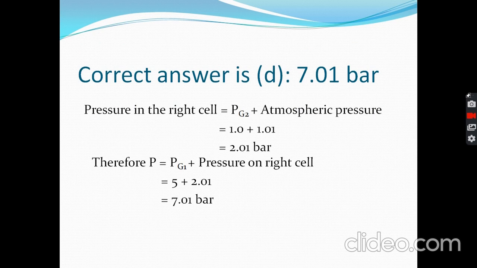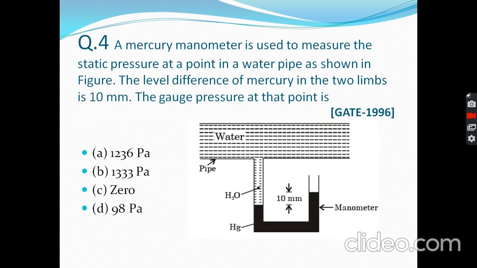So the correct answer is D, 7.01 bar. The pressure in the right cell is equal to Pg2 plus atmospheric pressure. So Pg2 is 1 and atmospheric pressure is 1.01, which is equal to 2.01 bar. Therefore P is equal to Pg1 plus the pressure in the right cell. So it comes to 5 plus 2.01, so it is 7.01 bar.